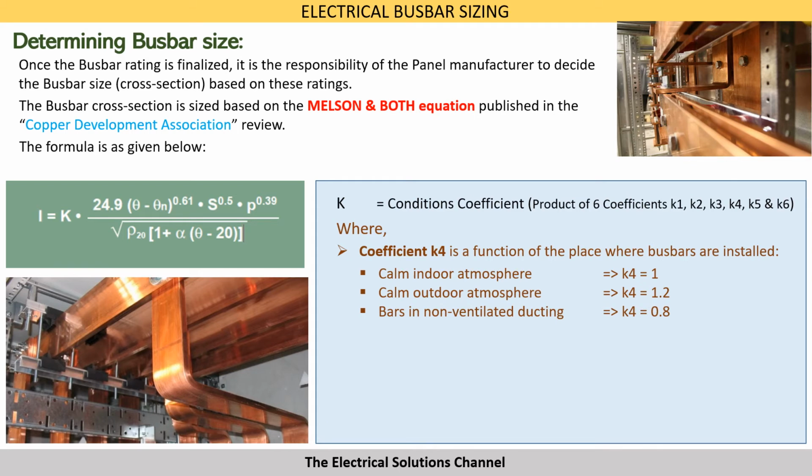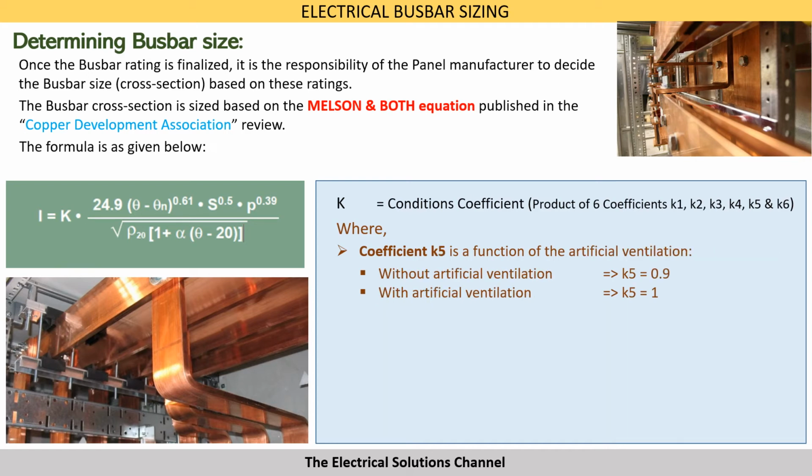Coefficient K4 is a function of the place where the busbars are installed. For calm indoor atmosphere, K4 is equal to 1. For calm outdoor atmosphere, K4 is equal to 1.2, and for busbars installed in non-ventilated ducting, K4 is equal to 0.8. Coefficient K5 is a function of the artificial ventilation. Without artificial ventilation, K5 is equal to 0.9, and with artificial ventilation, K5 is equal to 1.